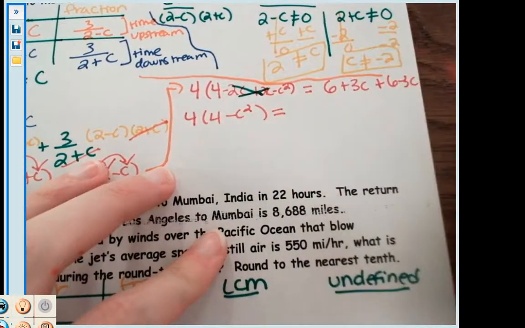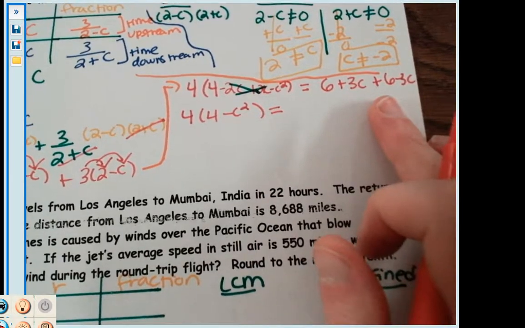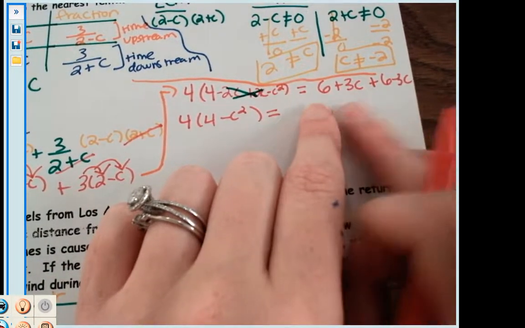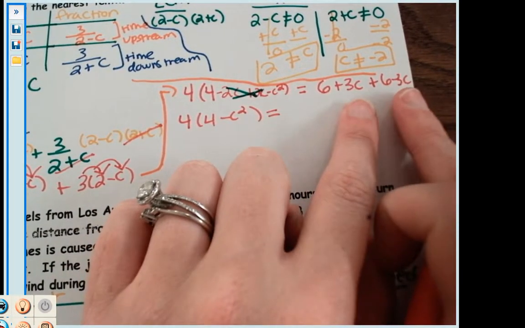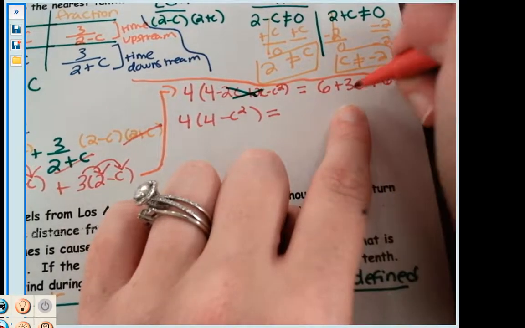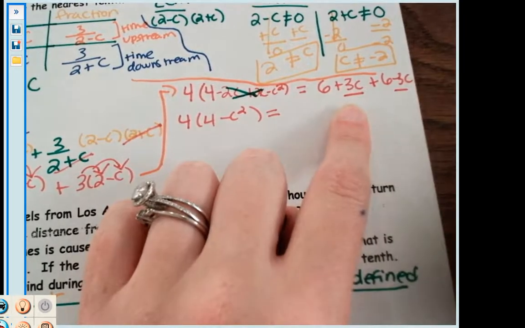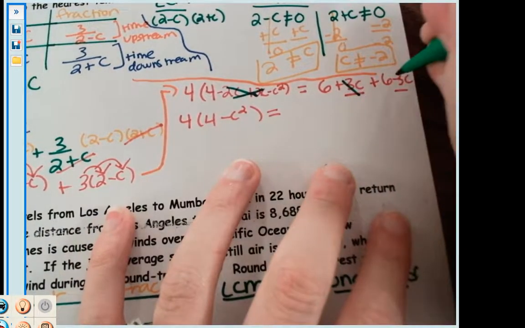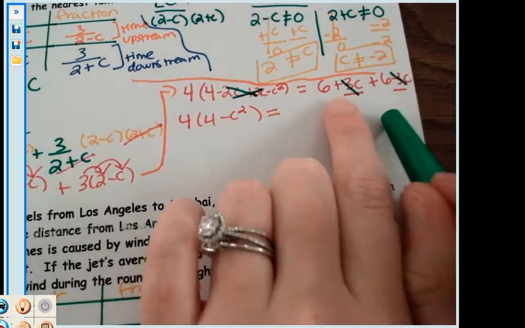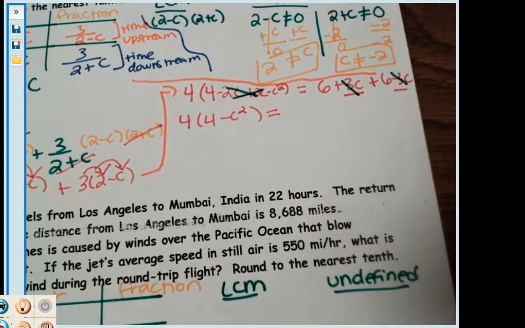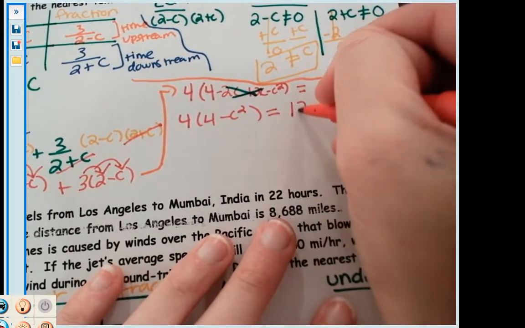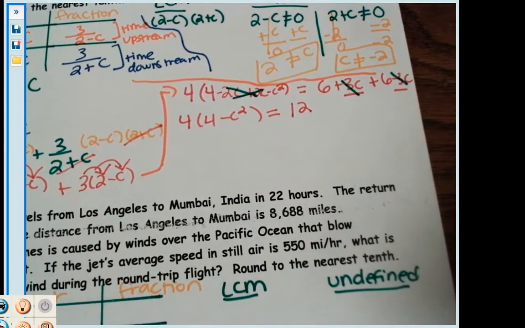All right, and I might as well combine some like terms over here. Do you guys see my c's? I have my 3c and my negative 3c, but guess what, you guys? Those also cancel out. So all I'm left with is 6 plus 6, which is 12. Awesome. All right, let's keep going.